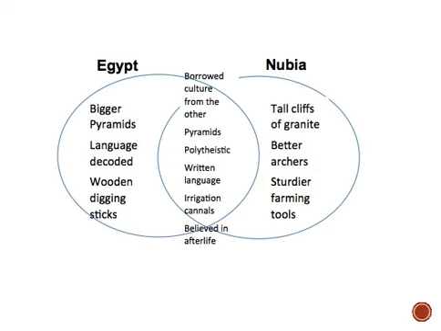The Egyptians and Nubians both believed in many gods, so they are both polytheistic, and they also both believed in an afterlife. Like the Egyptians, the Nubians also built pyramids. However, theirs were much smaller and had a distinct style. These are some of the similarities and differences between the Nubian and Egyptian culture.